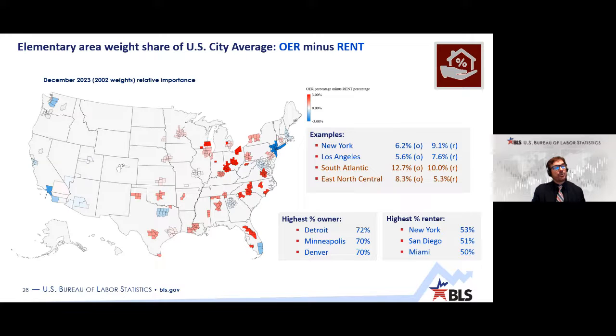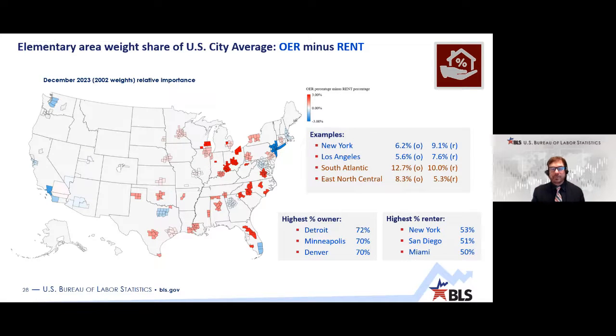So areas shown in red and darker shades of red carry much more weight in the owner's equivalent rent index than they do in the rent index. In contrast, areas shown in blue and darker blue carry much more weight for the rent index than they do for the OER index. So for example, we can take New York. New York is a high value area with respect to rent and property value, so it contributes a lot to both.